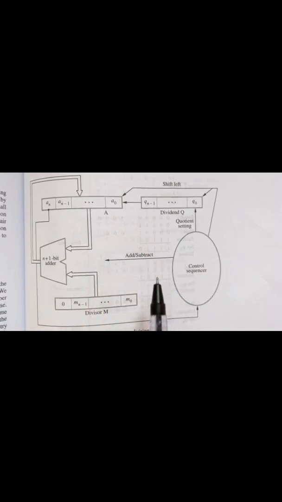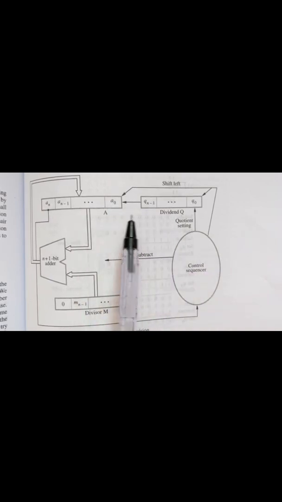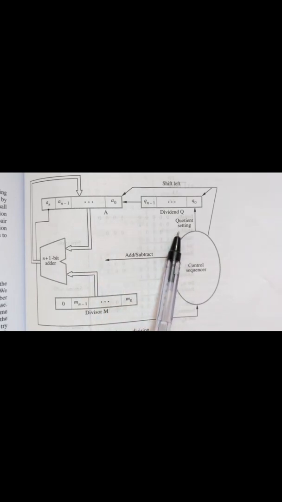In between, the add or subtract operation, either to restore the value or perform the subtract operation, will be done by the n plus 1 bit adder, and this will be decided by the control sequencer. So the control sequencer helps in shifting the registers, the AQ register, to the left, as well as quotient setting, and to perform the add or subtract operation.